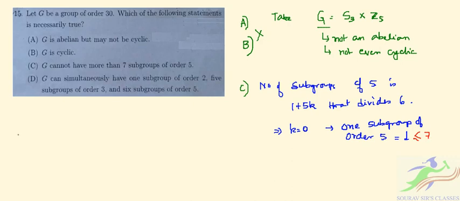And also let's check with option D, that G can simultaneously have one subgroup of order 2, 5 subgroups of order 3, and 6 subgroups of order 5. So in option D, we can write that G has one subgroup of order 5. So D is also not true. So our correct option here is option C.